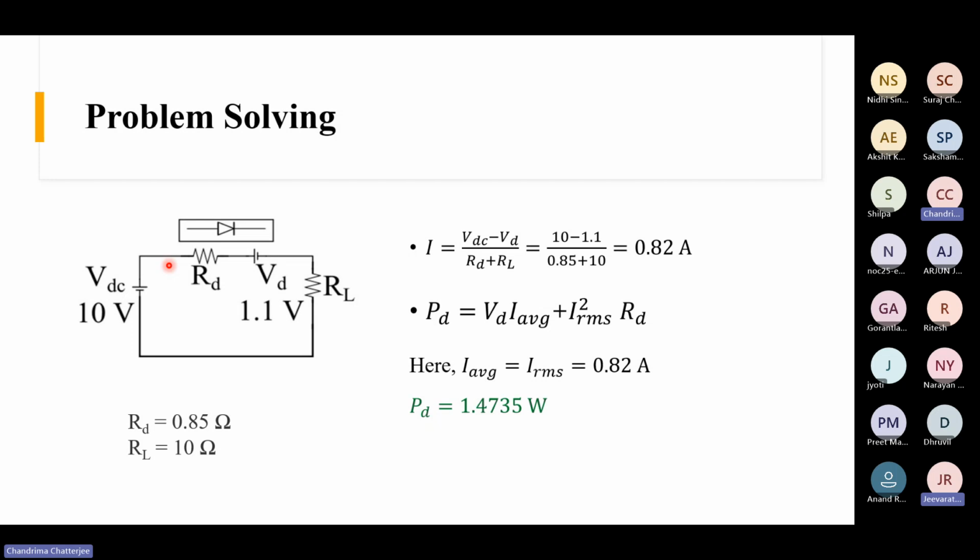So basically this is my source voltage and from that I need to subtract this drop, right? Because its polarity is like this. So this is the positive terminal, this is the negative terminal. So from this 10 volt I need to subtract this voltage. So this will be the effective voltage and what is the resistance? The resistance will be the series combination of RD and RL. So this is the total resistance. So that's how I need to calculate the current. Is it okay?